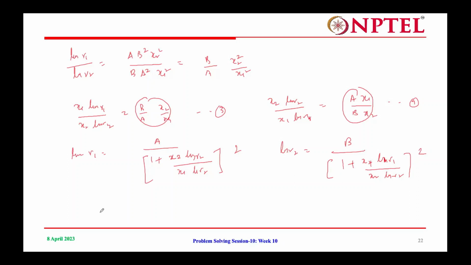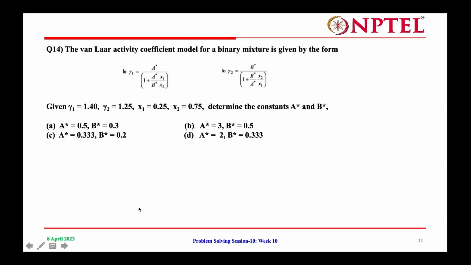Now gamma 1 value is given and x1 and x2 are given, and calculate A and B. So A is equal to 3 and B is equal to 0.5. So it is equal to A star and B star, 3 and 0.5. So option B is the right one. I hope all of you are clear on this one.